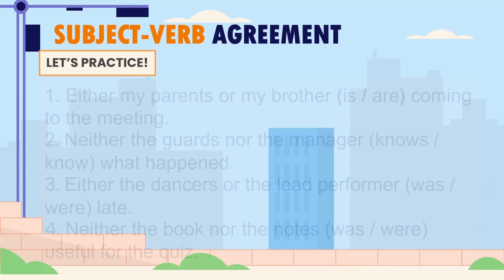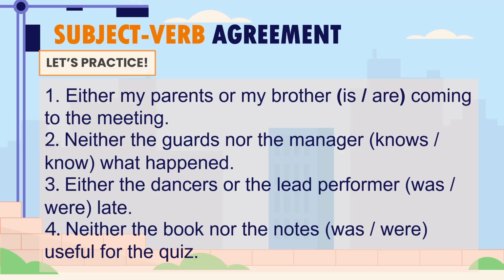Next, let's practice. Okay, so number one, either my parents or my brother, blank, are coming to the meeting. So, since ang malapit kay or ay my brother, so we will use is.